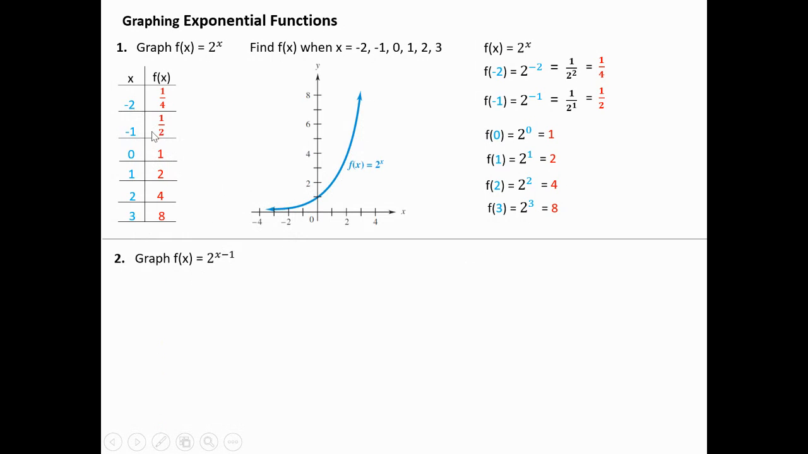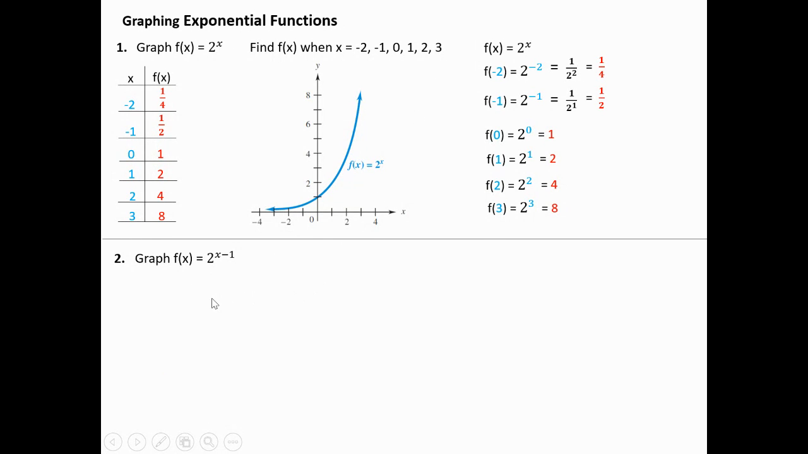That's why we don't want to plug in something more than 3, because if we have 2 to the 4th power, it's going to give me 16. So 16 will be out of the range over here. That's why the wise choices for x are usually from -2 to about 2 or 3.